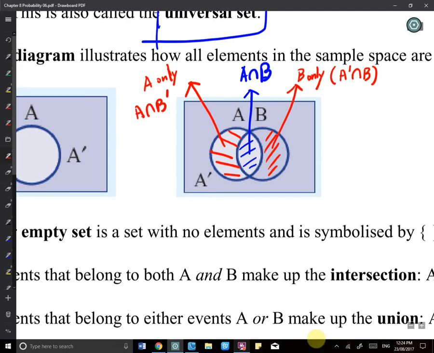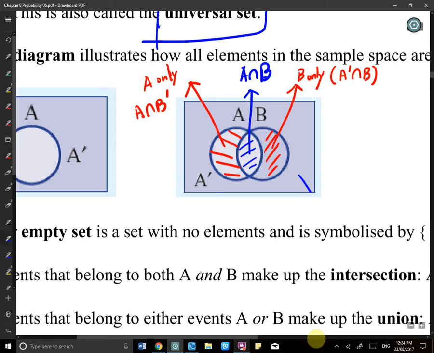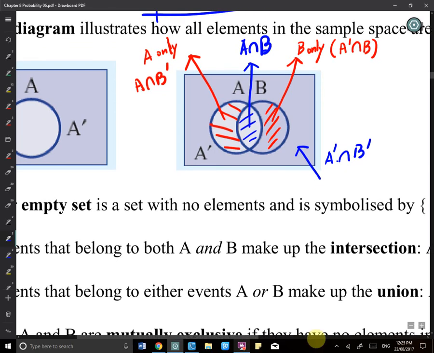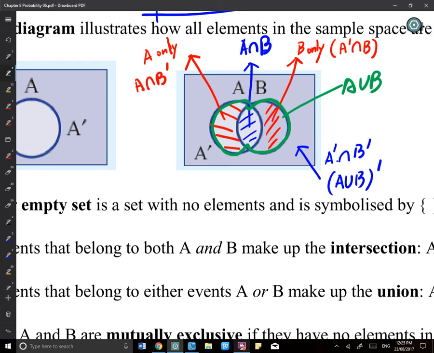And everything outside here, I have two ways to represent that. It can be A dash intersect B dash: I want not A and not B, it does not belong to A and does not belong to B. Or it can be A union B, the whole thing, dashed. So what is A union B? A union B is this thing, everything: either A or B or both. So everything dashed is not that set, which gives you the complement.